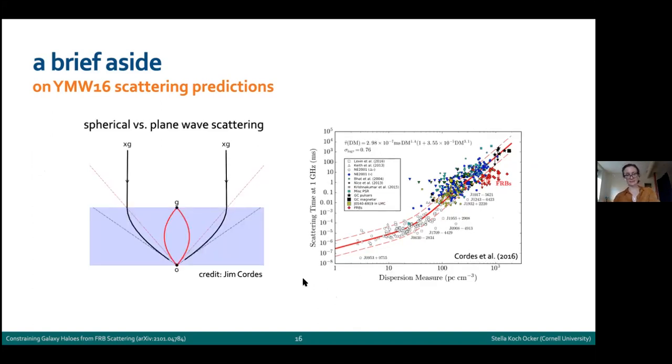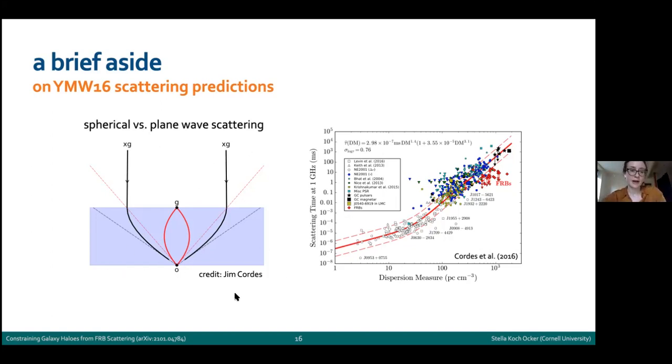So the first reason essentially comes down to the difference between spherical and plane wave scattering. And so when we think about pulses from a galactic pulsar, they are diverging spherical waves. And the same is true for an FRB at the source, but FRBs travel over such long distances that by the time they reach the observer, they are essentially planar. And so what this means is that galactic plasma will actually scatter the extragalactic planar waves more than they would a source of spherical waves within the galaxy.